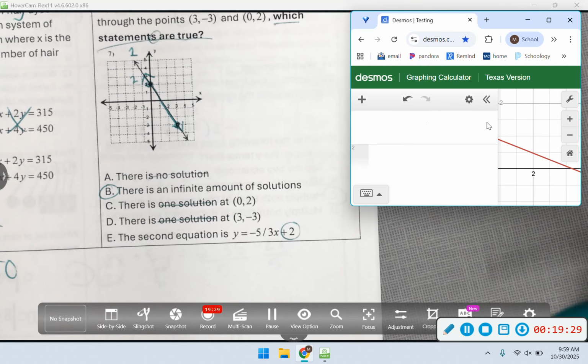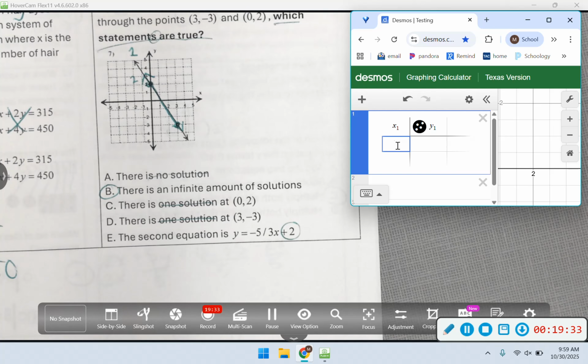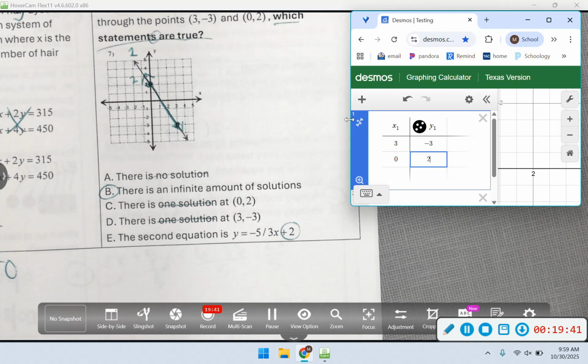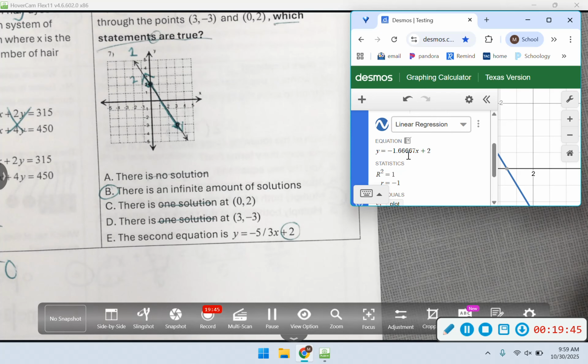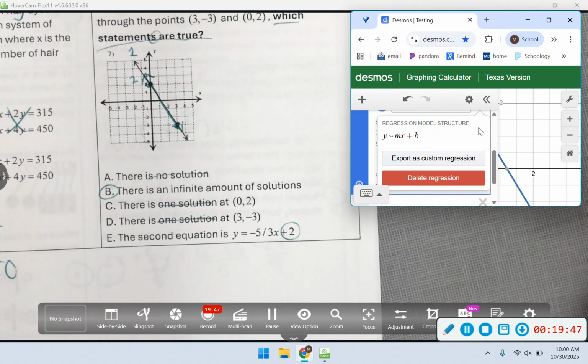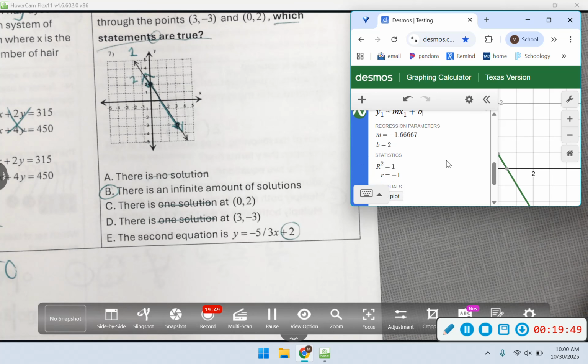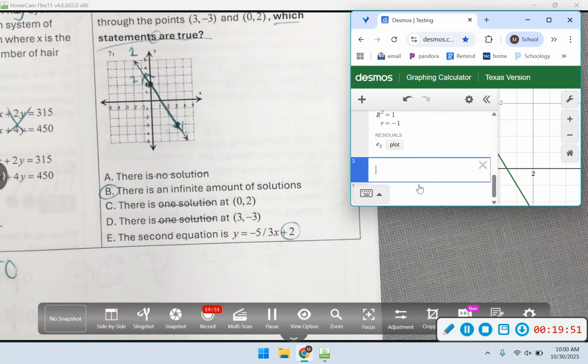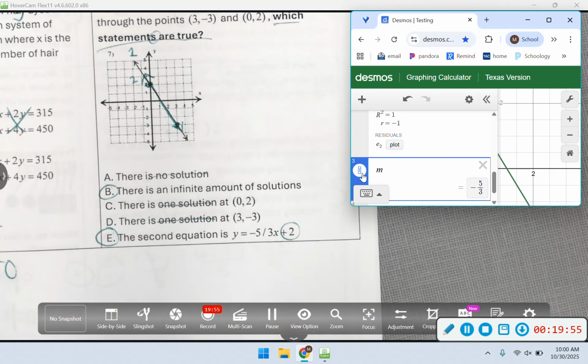We could do plus sign table and do 3, negative 3, the points it gave us, and then 0, 2, and click our button and check the equation, which I don't know because that's an ugly one, so we're going to click the 3 dots, custom regression, and we're going to type M. And it is negative 5/3, so E is my other answer.